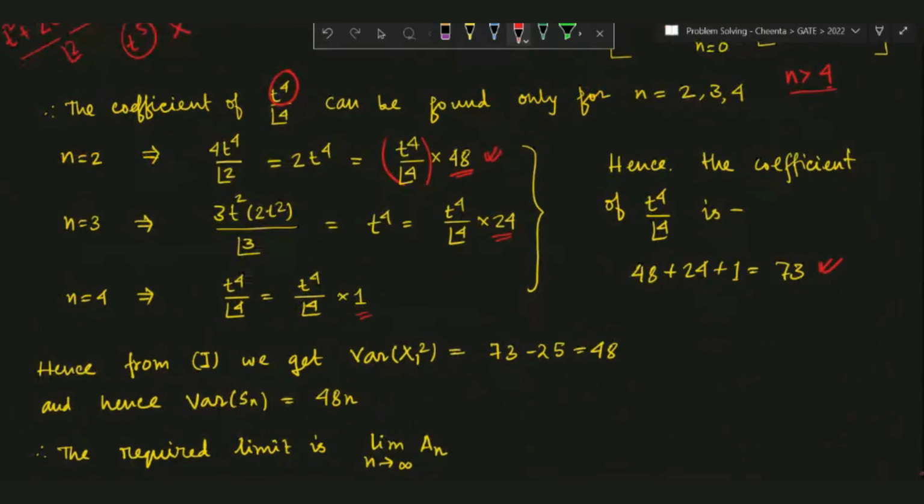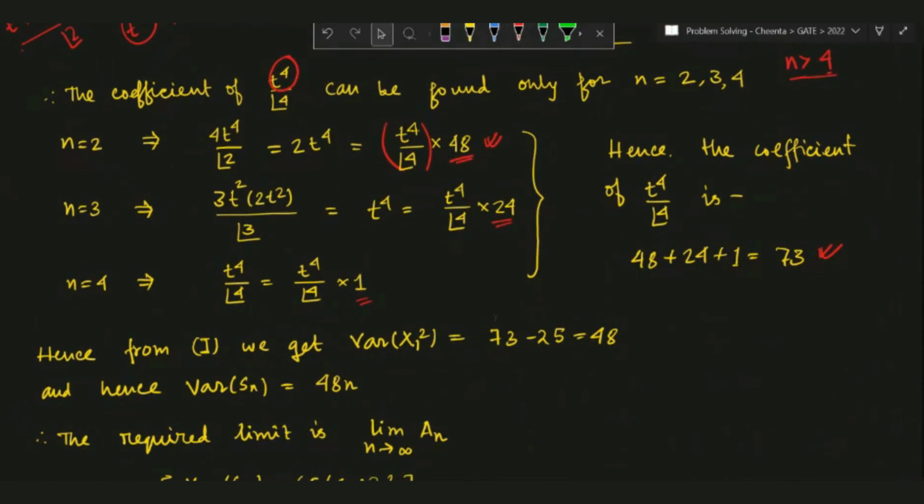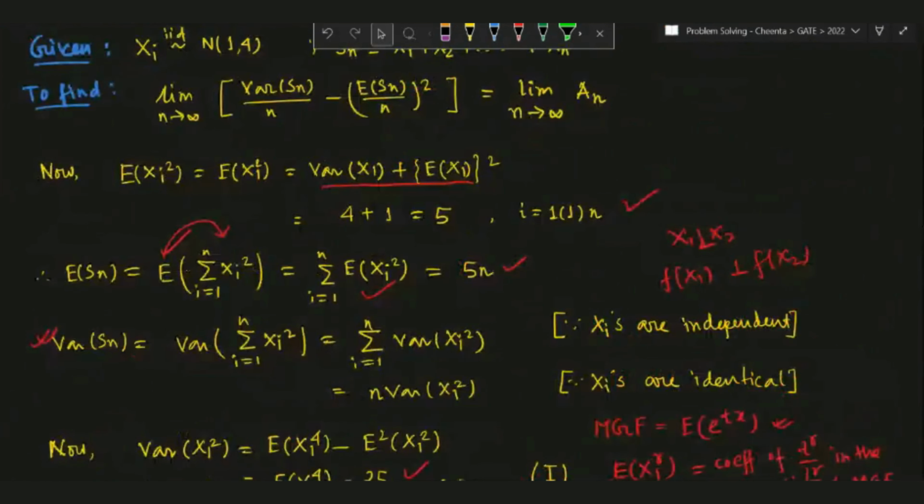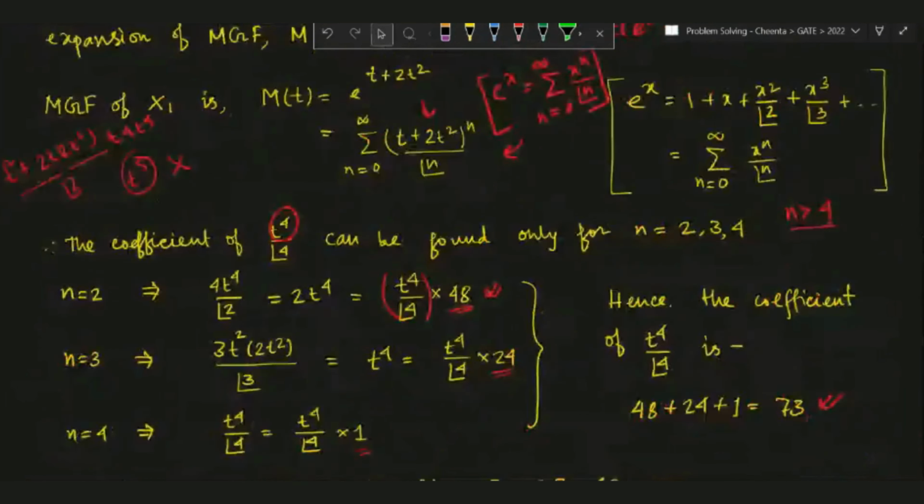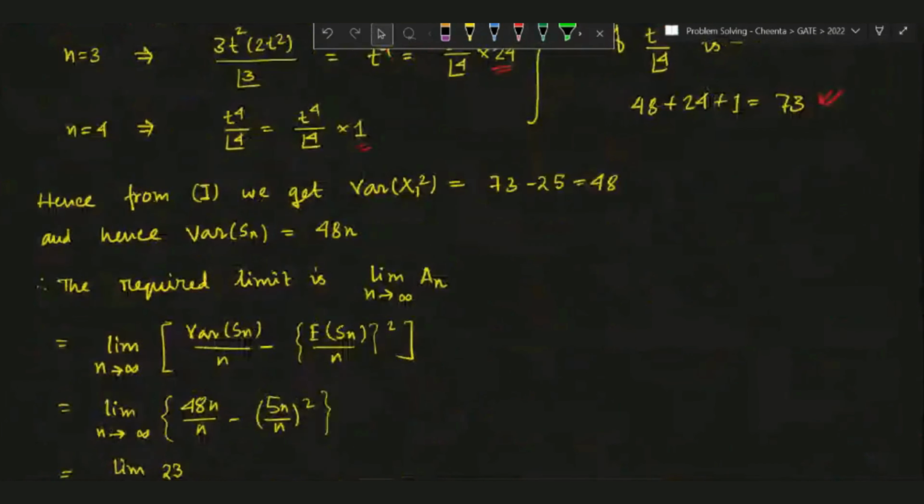So from this, the variance of X1 square is coming out to be 73 minus 25, which is 48. That is, the expectation of X1 to the power 4 minus the expectation of X1 square whole square. So the variance of Sn is 48n, because the variance of Sn we got as n into the variance of X1 square, and the variance of X1 square we got is 48. So the variance of Sn is coming out to be 48n.